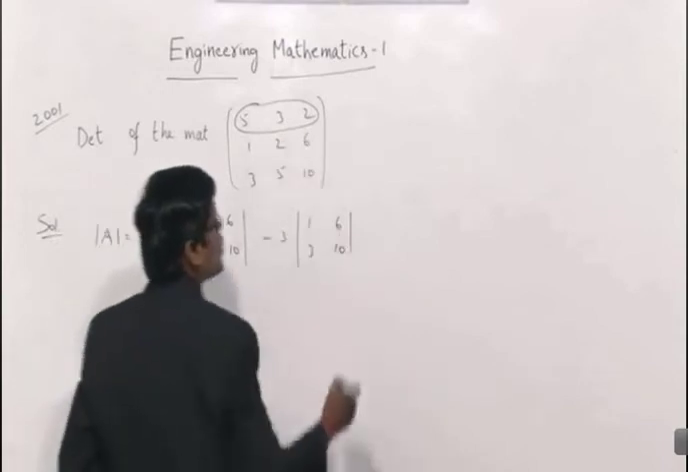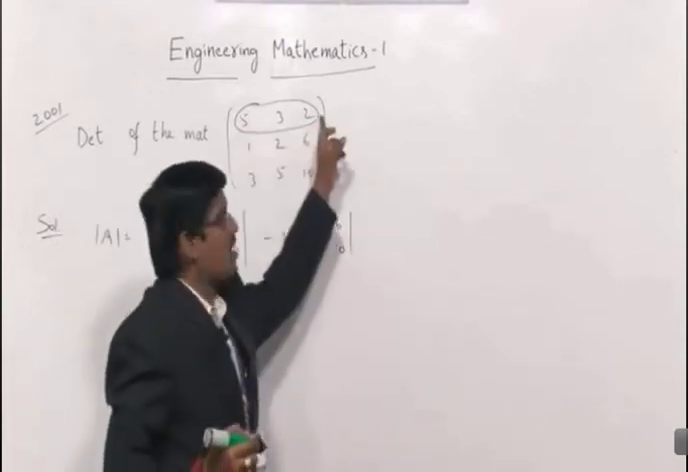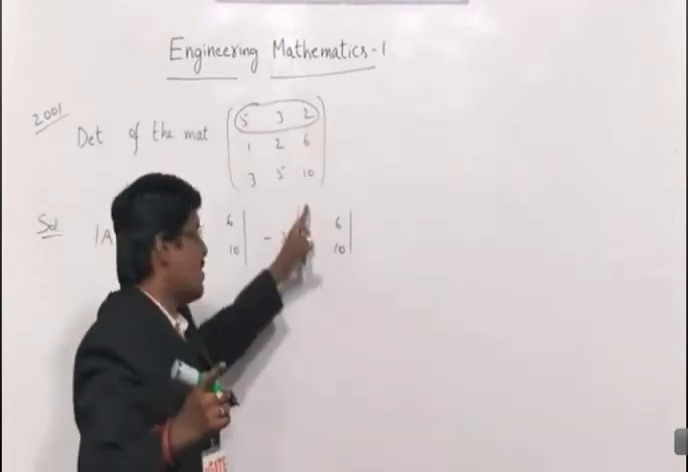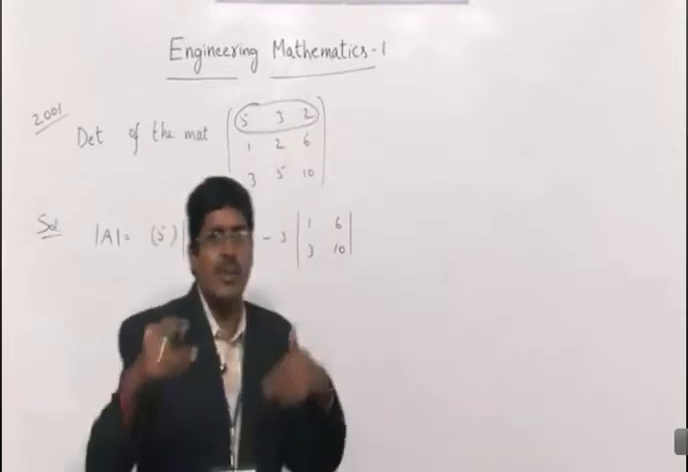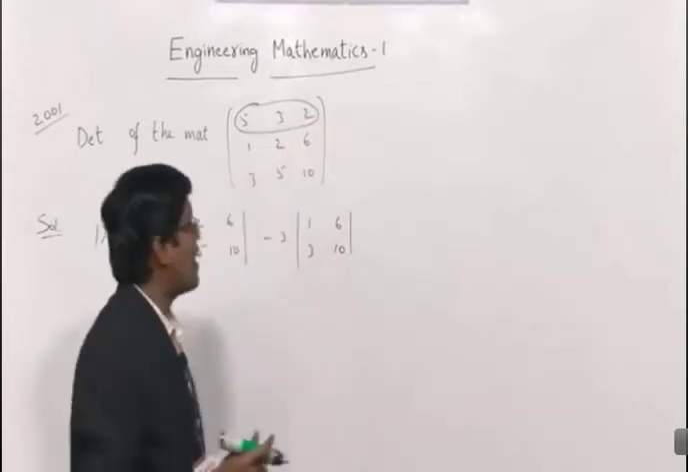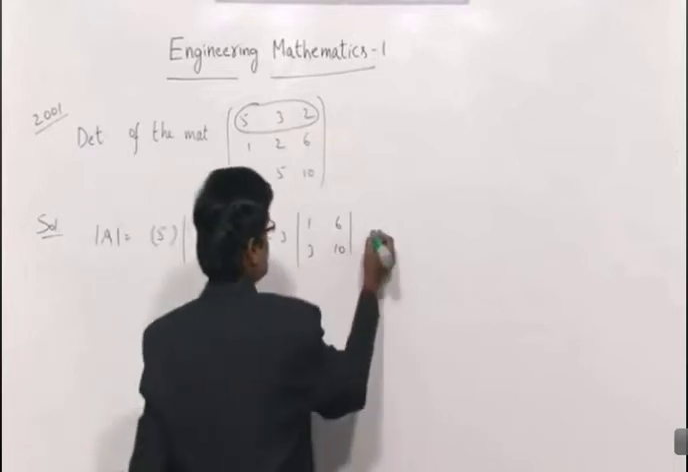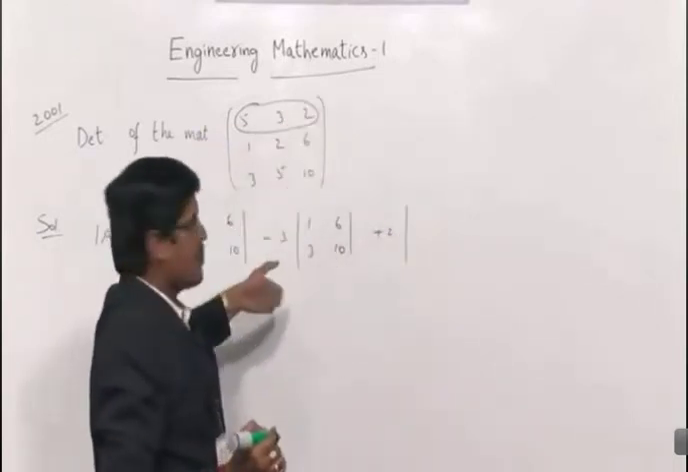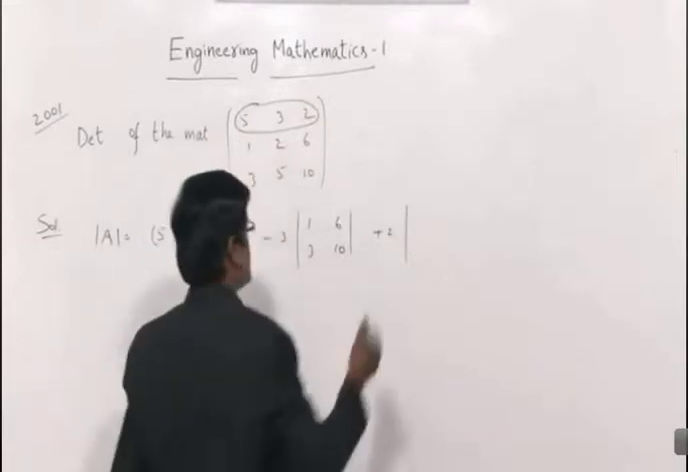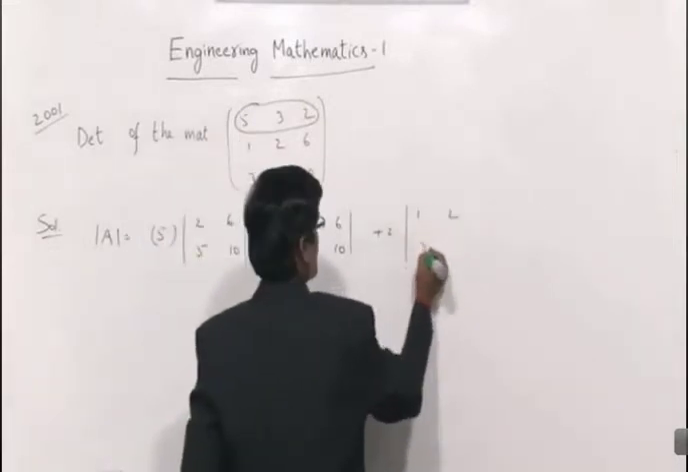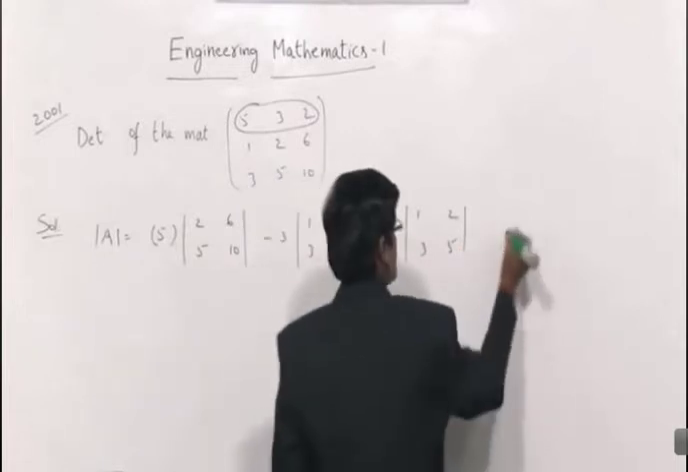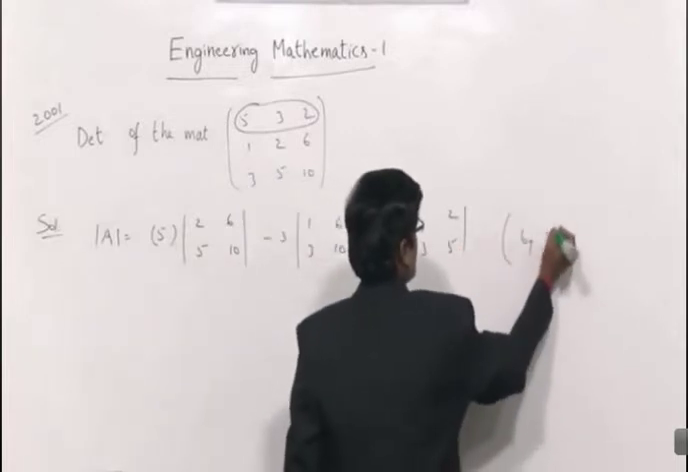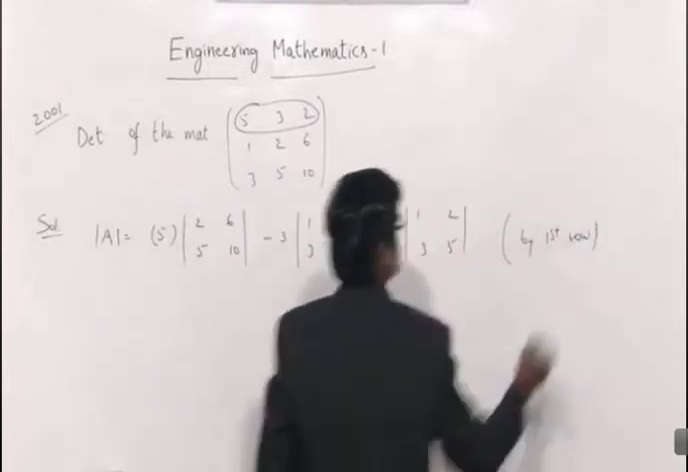The last element is 2. 2 is located in first row, i is equal to 1, and third column, j is equal to 3. Minus 1 raised to 1 plus 3 becomes the plus symbol. Plus into 2, delete the first row and third column. The remaining elements' submatrix determinant is 1, 2, 3, 5. So this is the expansion by first row.